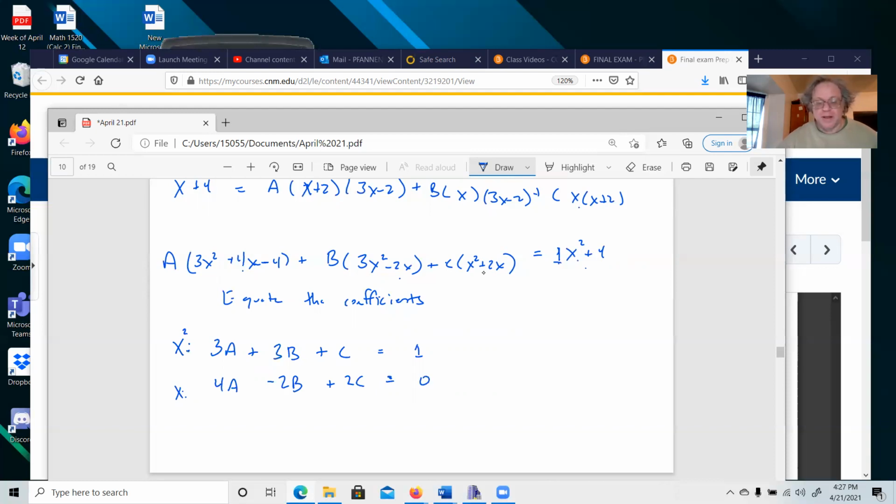All right, last one, the constant. We have negative 4a, there isn't a constant, and that has to be 4. Okay, I think it's pretty safe to say that a is equal to negative 1 here.